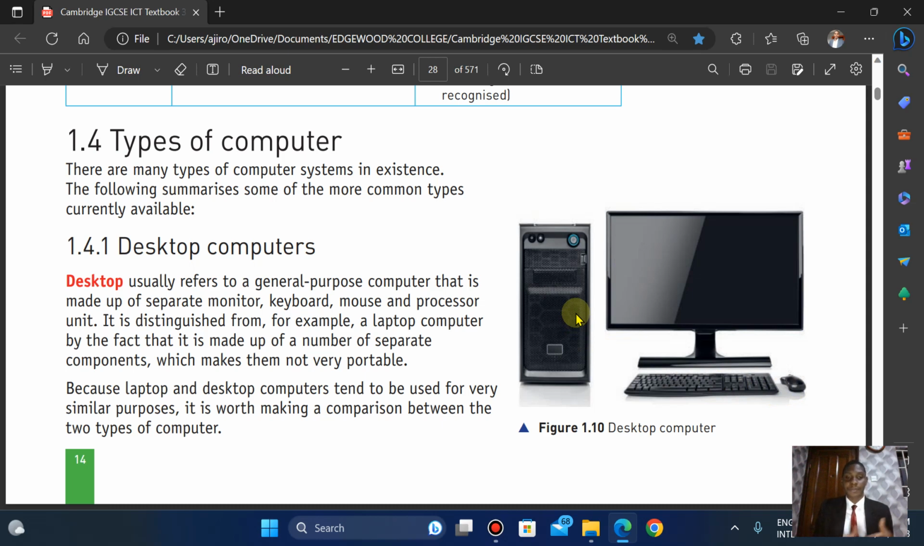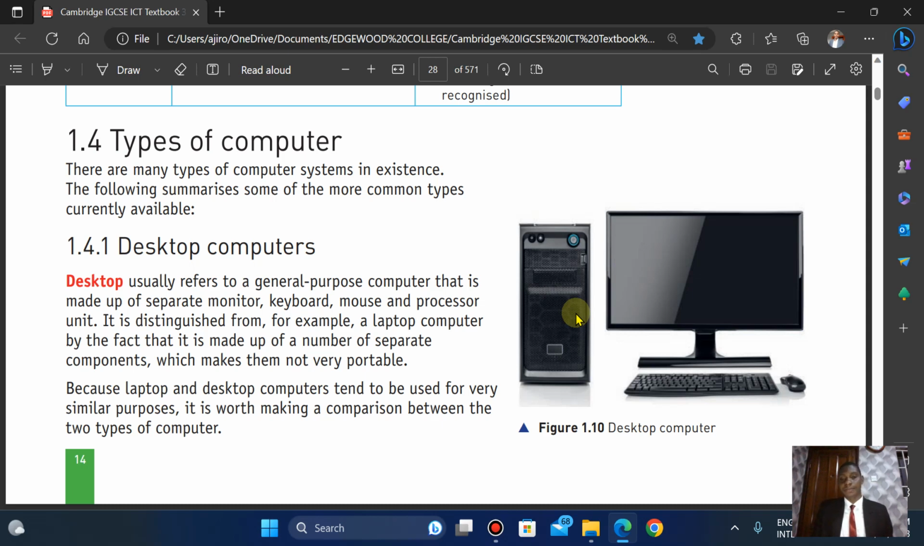A desktop computer is made up of a number of separate components, which makes them not very portable. So this computer is not very portable because they're made up of several components, so it means that it's not easily moved around. You can't just move the desktop computers around.